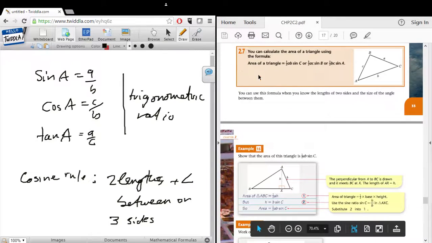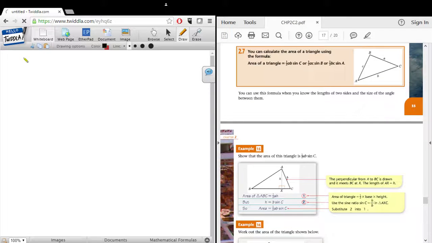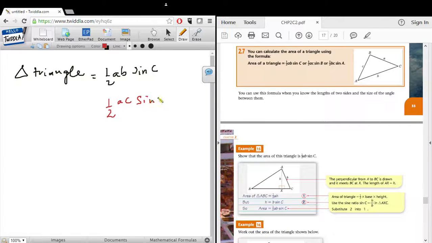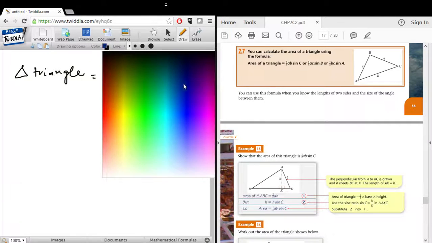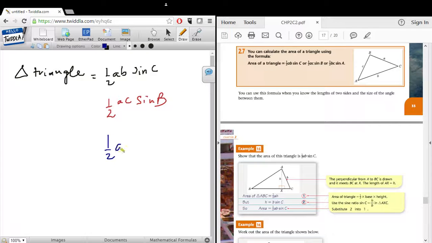You can calculate the area of a triangle using the formula. What does that mean? So let's write out the area of a triangle: half ab sine C, or we have half ac sine B, or we can also have half bc sine A. What does this mean?